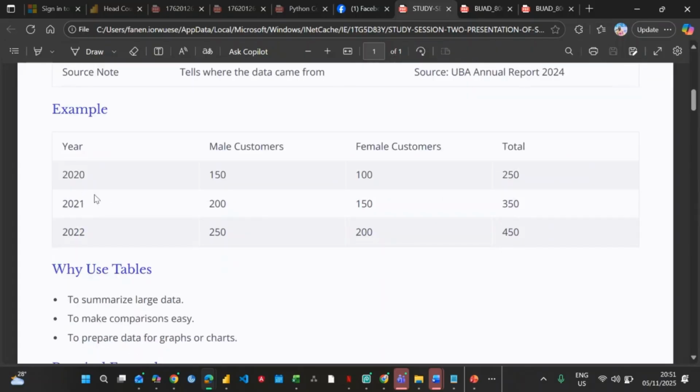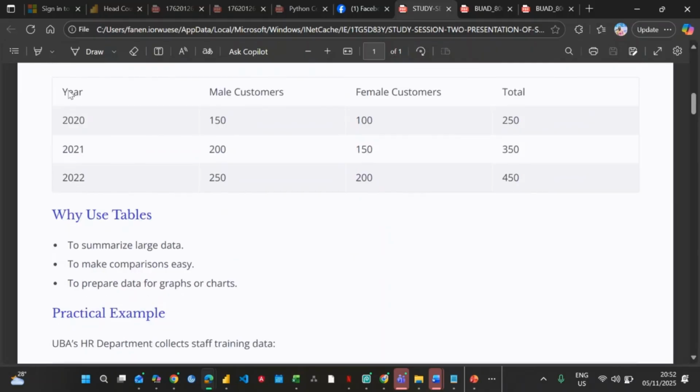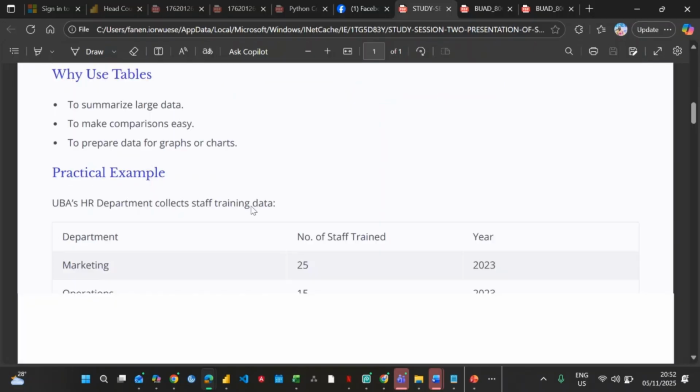Yeah, so we have an example here. This table can show you something very quickly. We have the example 2022. I have male customers and female customers, right? So I have 150 and 100, a total of what? 250. That means if I add this number to this number, I know that in 2020 I have 250 customers, and of the 250 customers, 150 were male customers and 100 were female customers.